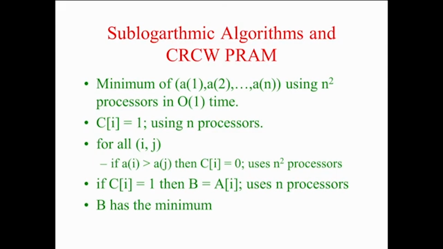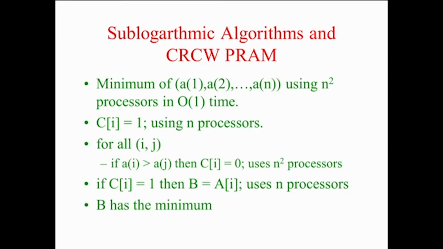This is the algorithm. Let me have n locations called Ci equal to 1, and I will be using n processors, so in constant time I can finish. Now for all i, j, if Ai is greater than Aj, then Ci is equal to 0. Okay, right? That is all. That will use n squared processors.